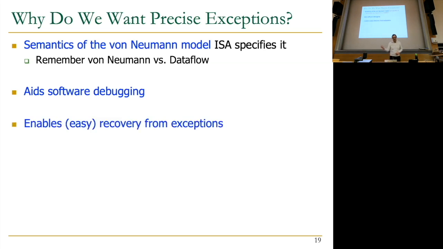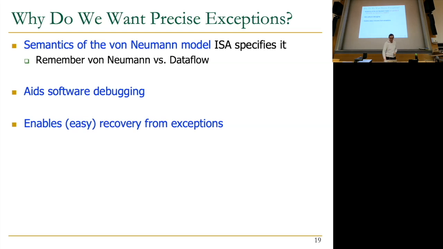Okay, so there are other reasons why you want precise exceptions. You can enable easy recovery from exceptions, as we discussed. You can easily say, flush all of the instructions in the pipeline. They're not important because you have a precise state, right? And then you can come back to the program counter. You don't need to fix up any state, basically.